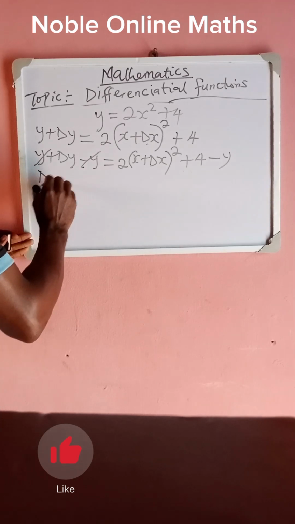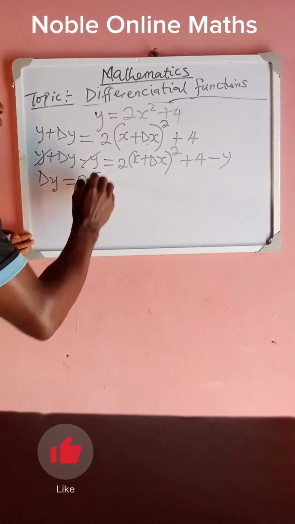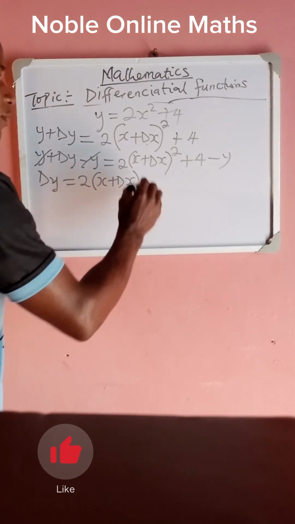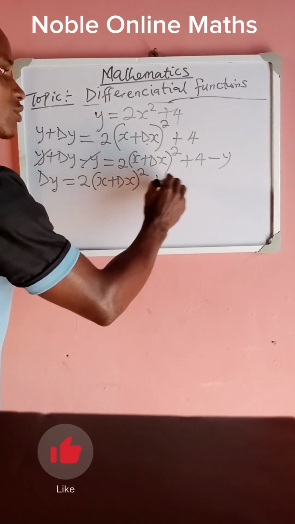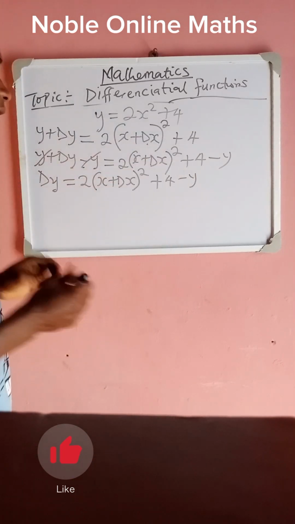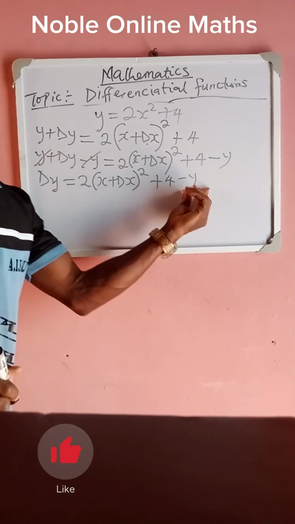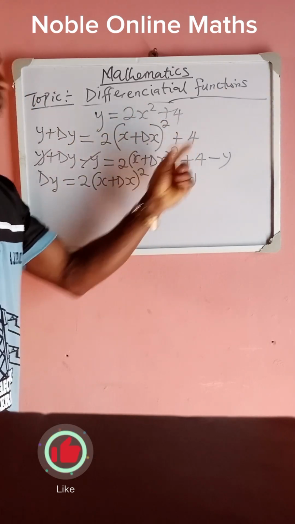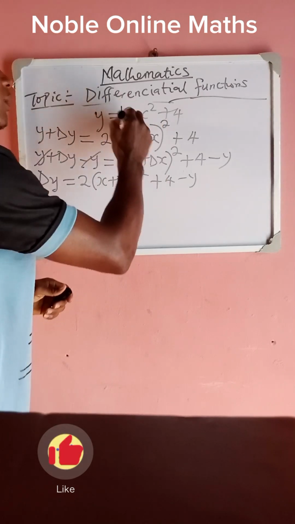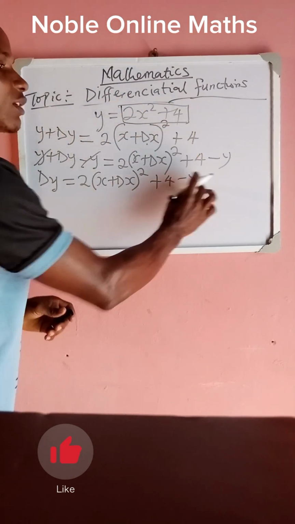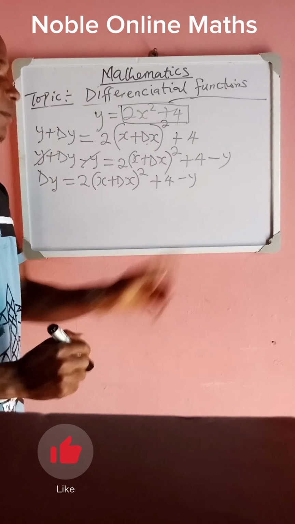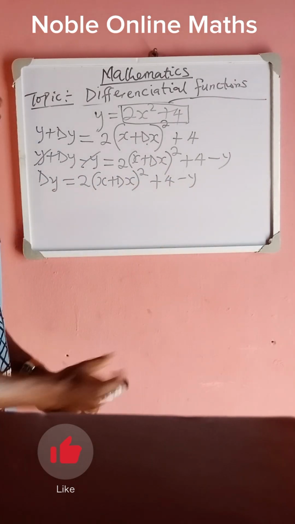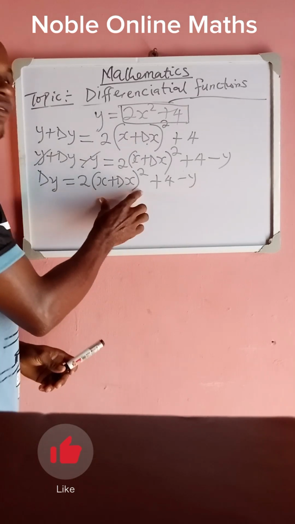And the change that occurred in y is equal to 2 into x plus the change that occurred in x raised to the power of 2 plus 4 minus y. From here now, we can define our y. And remember we said that y is equal to 2x squared plus 4. So we can simply replace y with it. We can choose to do that, or we simplify this bracket.